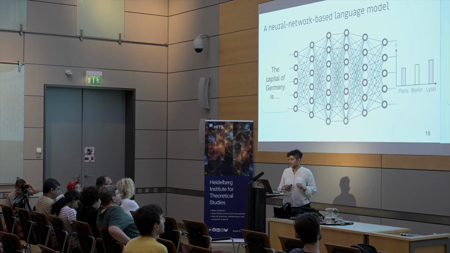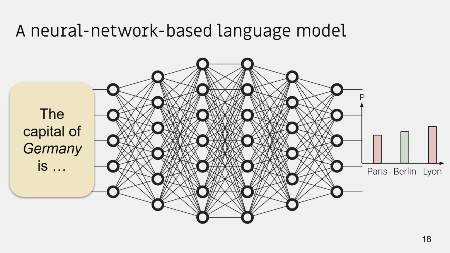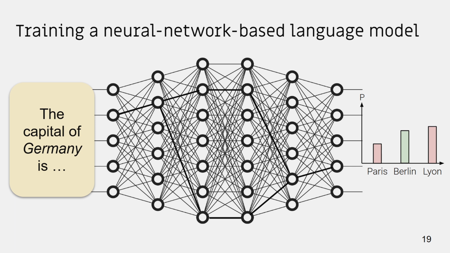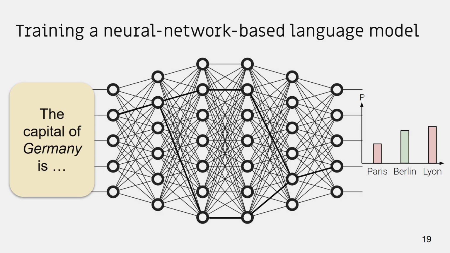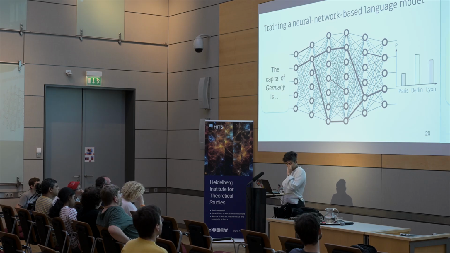So what does it look like after one update? Some connections essentially are strengthened, and the probability of Berlin got a little bit higher, and the probability of Paris got lower. So we have improved, but you might see that the probability of Berlin is still not the highest, it's still Lyon, so we have to do it again. So we do it again. Now even more connections are strengthened, and Berlin is now winning like it's supposed to be. But we can still go further.